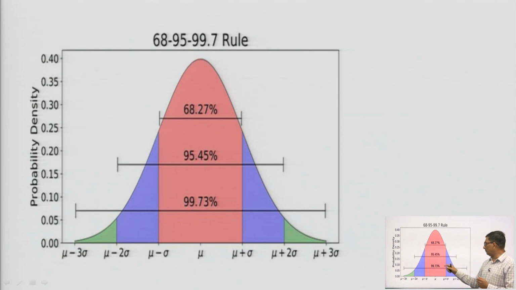covers 68.27% of the data. Mu plus 2 sigma and mu minus 2 sigma, that means mean plus minus twice the standard deviation, covers 95.45% of the area, and the third, mu minus 3 sigma and mu plus 3 sigma, or simply mean plus minus thrice the standard deviation, shows 99.73% of the area of the curve. So it follows the 68, 95, 99.7 rule. Mu plus minus 1 sigma has approximately 68.27% area, mean plus minus twice the standard deviation covers 95.45% area, and mean plus minus thrice the standard deviation covers 99.73% of the data.